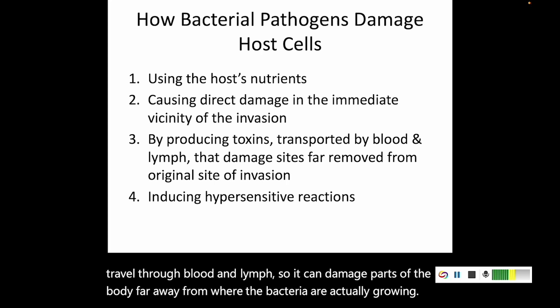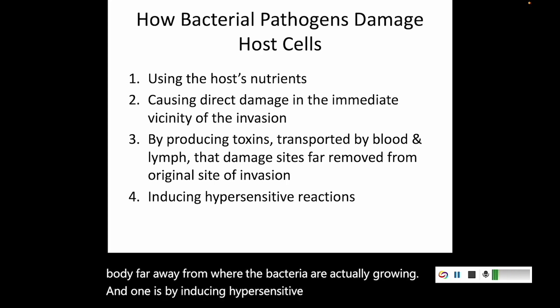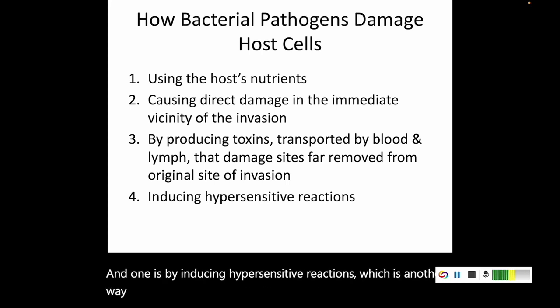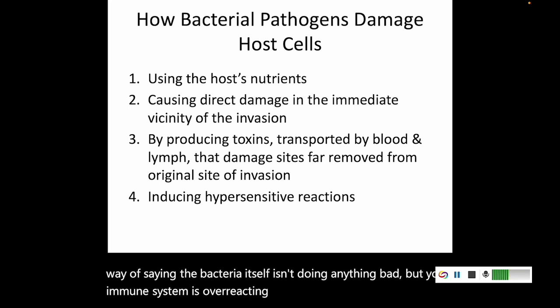And one is by inducing hypersensitive reactions, which is another way of saying the bacteria itself isn't doing anything bad, but your immune system is overreacting, and that is going to cause harm.